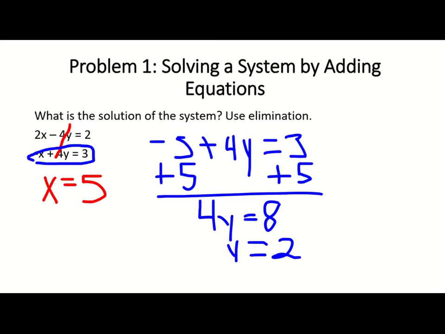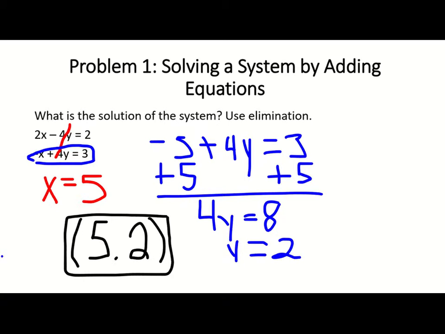So once you have both your x and your y value, write your point. x was 5 when y was 2. So the solution to this system is (5, 2).